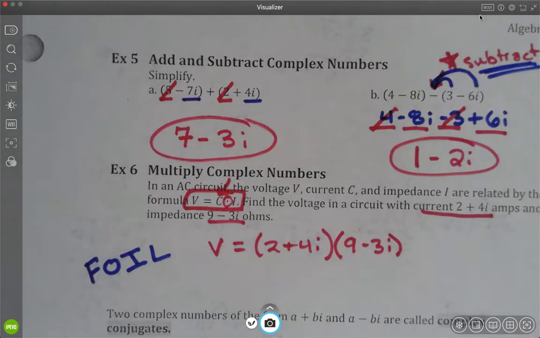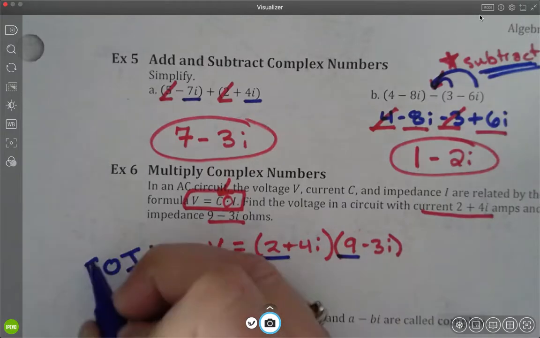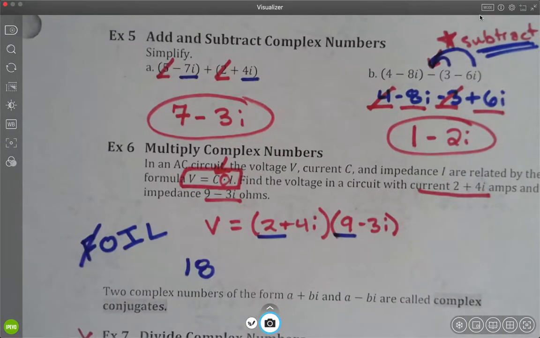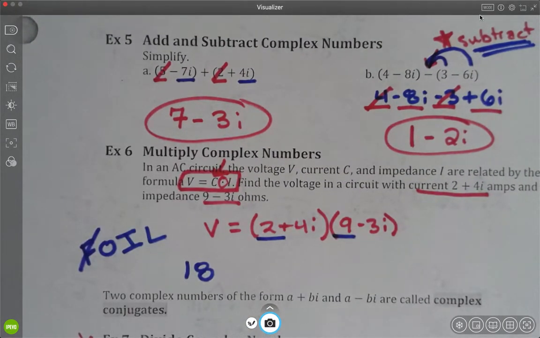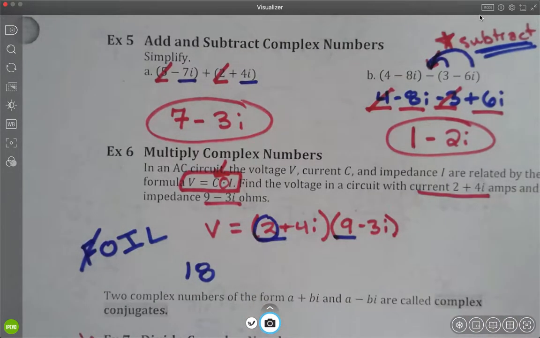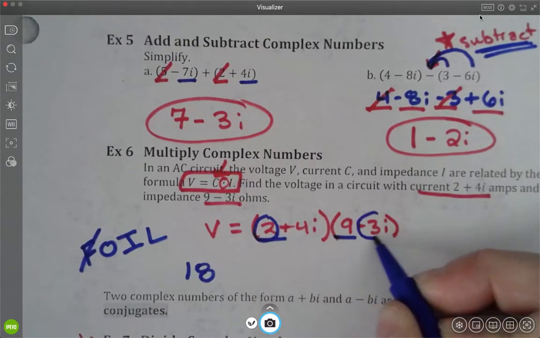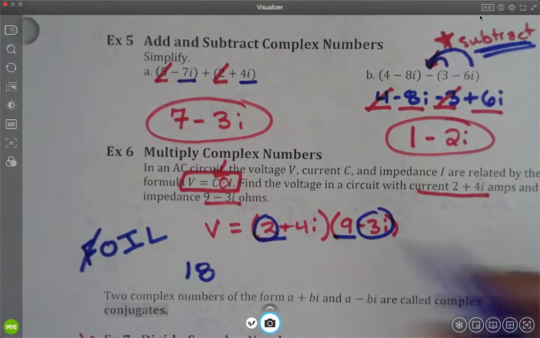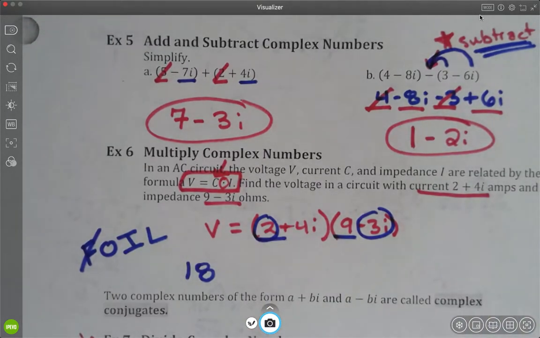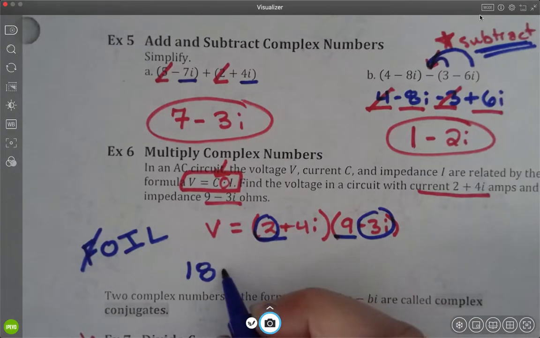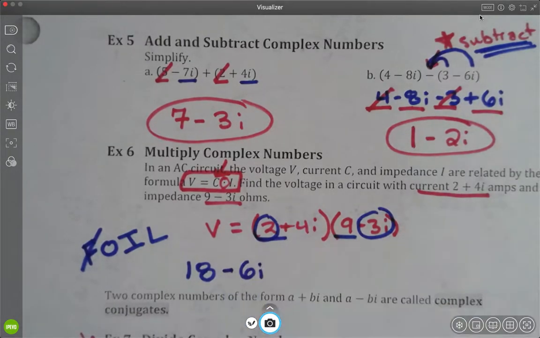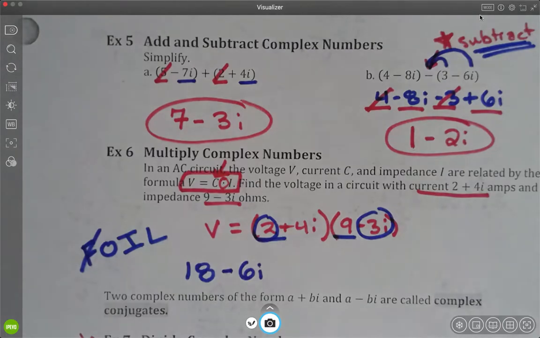We've done foil before. So F stands for first. The first pieces. What are the first pieces? 2 and 9. Multiply those together and you get 18. That's F. The O's are the outsides. So 2 is on the outside. What else is on the outside? Negative 3i. Then you multiply those together. What's 2 times negative 3i? Negative 6i.